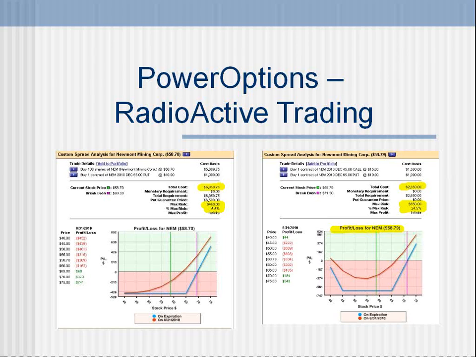But in the married put, you still have a positive delta, so you'd actually be able to liquidate for a profit of maybe 2.5%, 3% if the stock moved up 5%, where you'd still be at a loss in the in-the-money long strangle. So we don't advocate that technique.